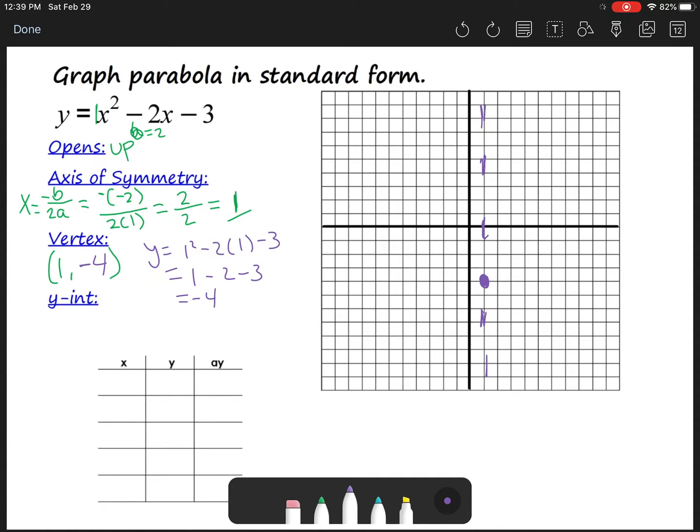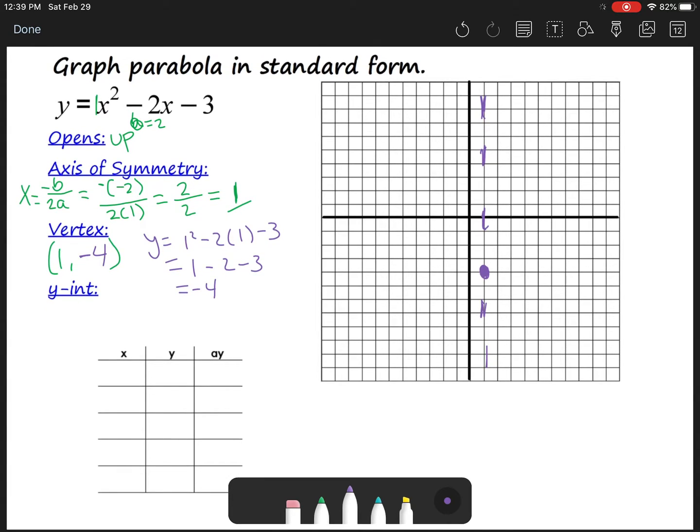So if you think back to last unit, at this point we'd have to find our other points on our parabola so we could graph it. And to do that, we would pick x values and plug them in to find the corresponding y values. But we are going to use our shortcut. So we're going to use our x, y, ay table to make graphing this a little bit faster. So my x and my y column are always going to be the same. 0, 1, 2, 3, 0, 1, 4, 9. We're always going to keep those same numbers.